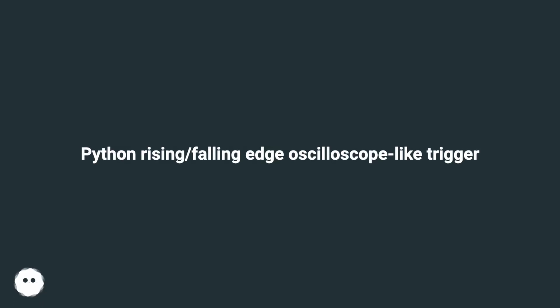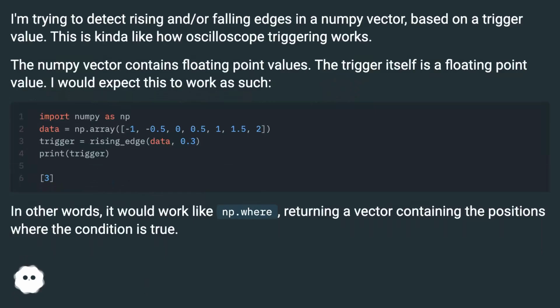Python rising/falling edge oscilloscope-like trigger. I'm trying to detect rising and/or falling edges in a NumPy vector, based on a trigger value. This is kind of like how oscilloscope triggering works.